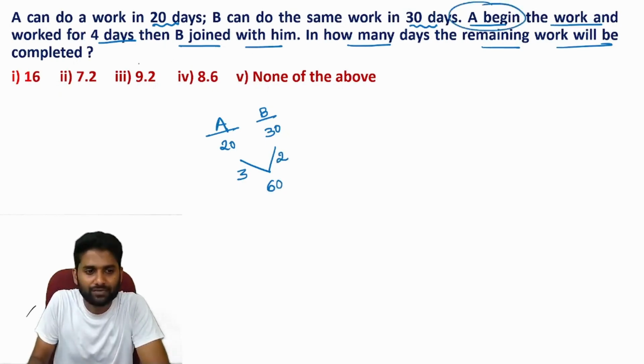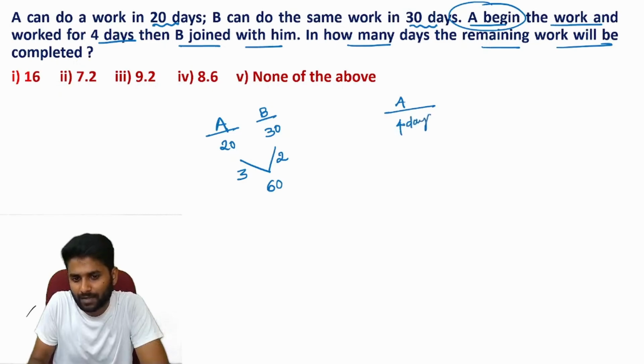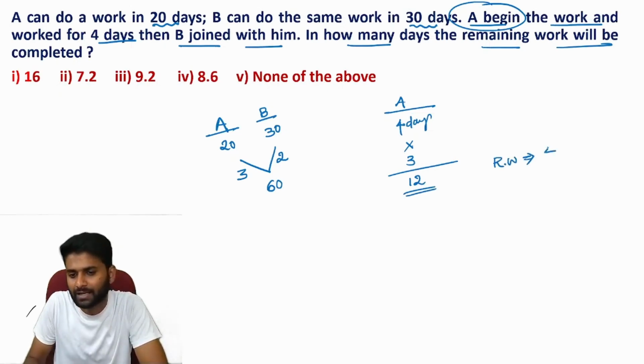Now A starts the work and worked for 4 days. Guys, A worked for 4 days, and the efficiency of A is 3 units. Means they completed exactly 12 units. Now what is the remaining work? Out of 60, 12 units are already completed by A and the remaining 48 units are left. And these 48 units are completed by A and B together.